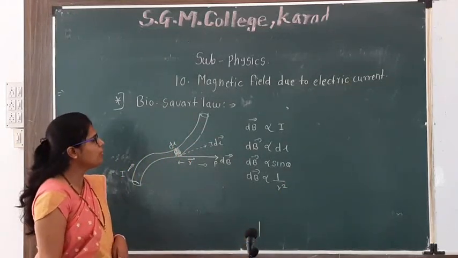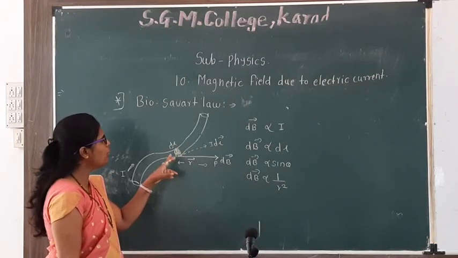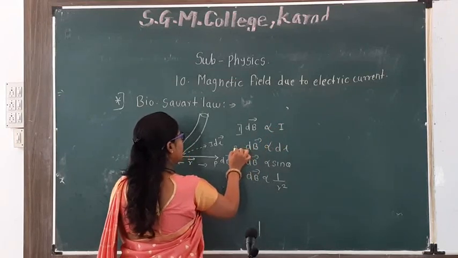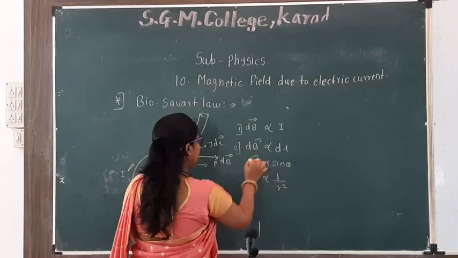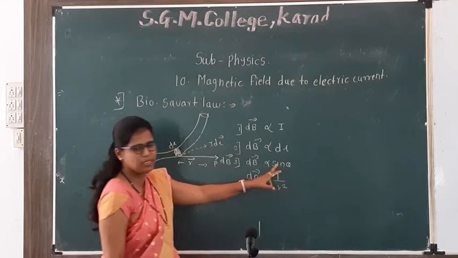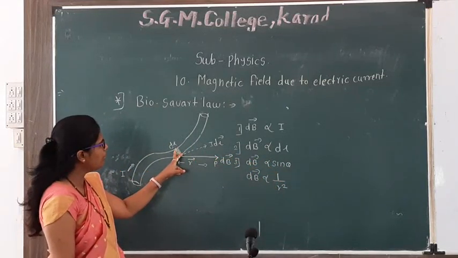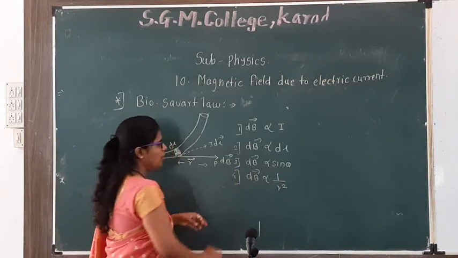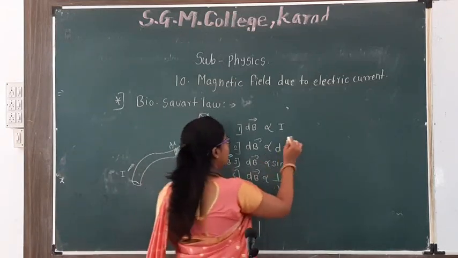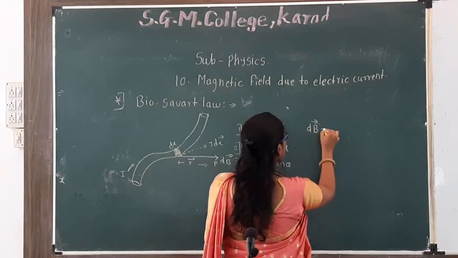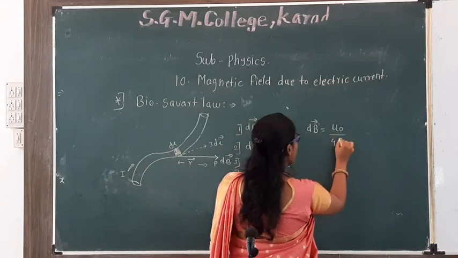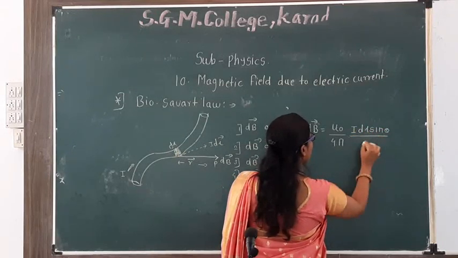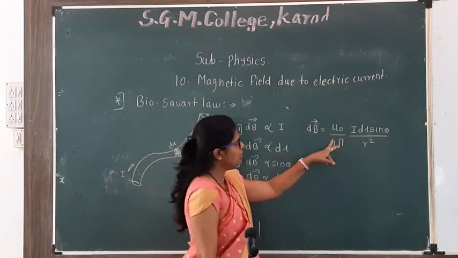Once again, the magnitude of magnetic field induction due to the small element of length dl is directly proportional to the current flowing through the wire, directly proportional to the length of the small element dl, directly proportional to the sine of the angle between the length element and the line joining the center of the element, and inversely proportional to the square of the distance from the center of the element. Combined, we can write this equation as dB is equal to mu 0 upon 4 pi, this constant term, I dl sin theta upon r square. This constant term is written here.